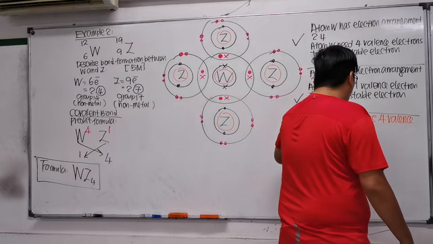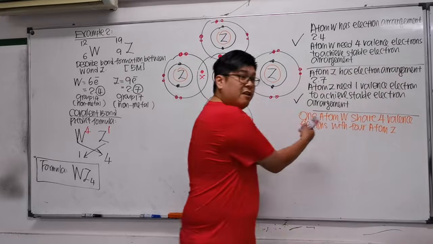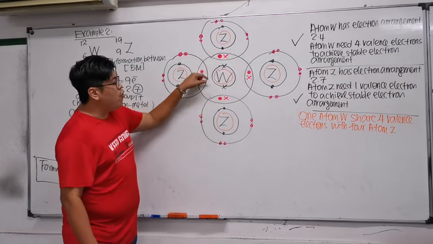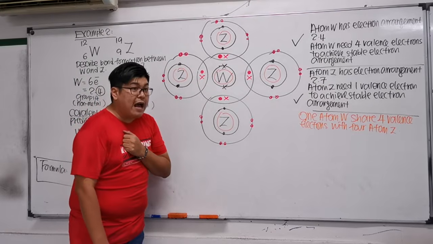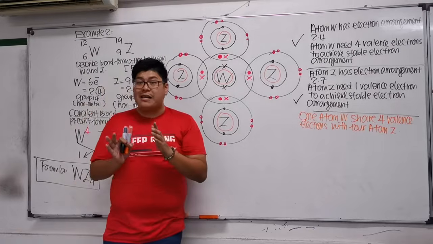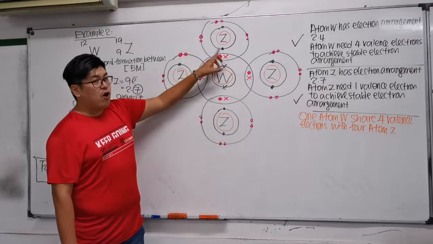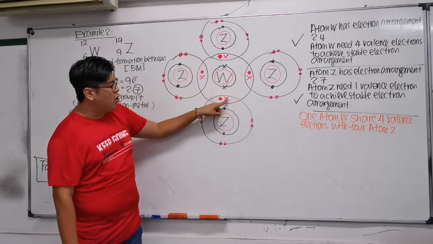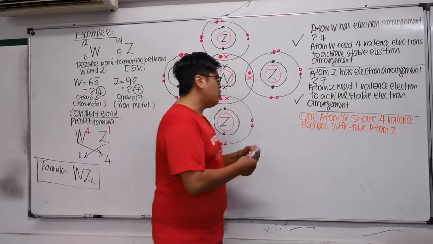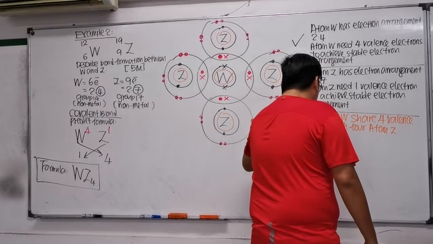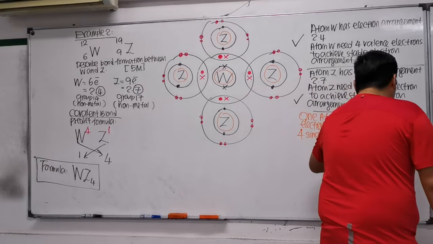With 4 of the atom Z. Understand? Make sense, right? 1 atom W shares 4 electrons with 4 atoms Z. Okay, now when you come to covalent bond, it's a must for you to specify single, double, or triple, right? 1 to 1 cross single, 1 to 1 cross single, 1 to 1 cross single, 1 to 1 cross single. You have 4 singles. So 4 single covalent bonds are formed.